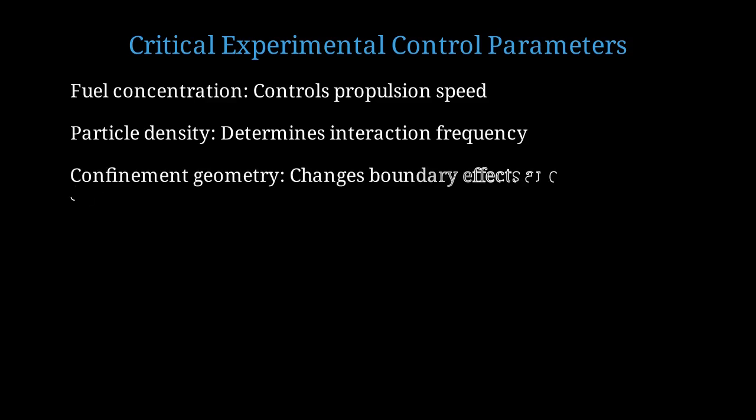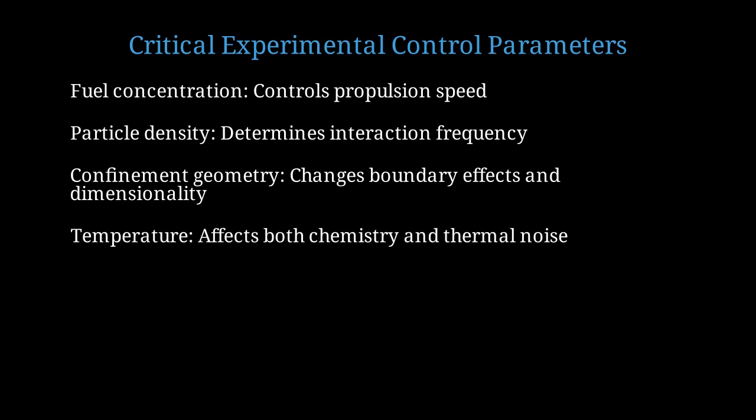The geometry of confinement matters enormously. Quasi-2D systems between glass slides behave very differently from 3D bulk suspensions, or from channels and compartments. Temperature controls both the reaction kinetics and the strength of Brownian fluctuations. Varying temperature can shift the balance between deterministic propulsion and random diffusion.